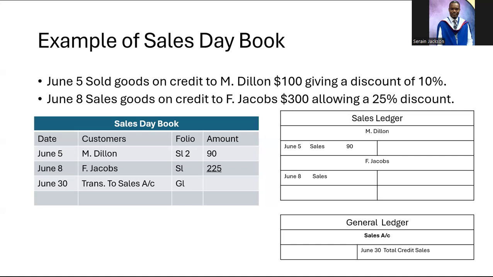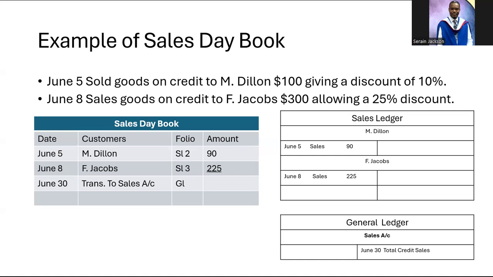All right, so we write in the date, June 8th, the name of our customer, F. Jacobs, and where we can find the other side of the transaction, which is in the sales ledger. And let's say we know the exact page, which is page 3. So we write the page number there. They call it the folio number, same thing, right? And then now we have this amount of money here, right? Now we're going to go over to our sales ledger and record the information on the debit side.